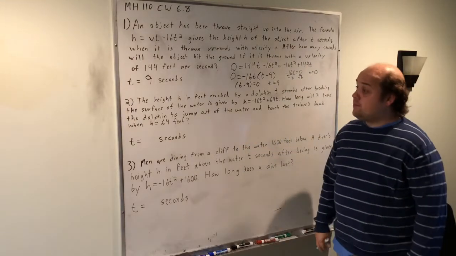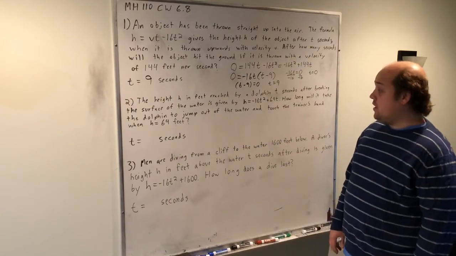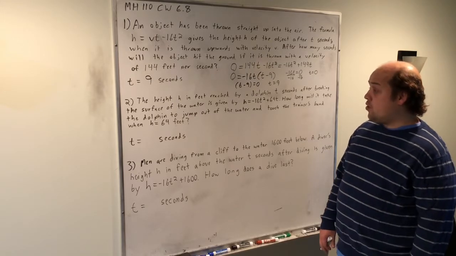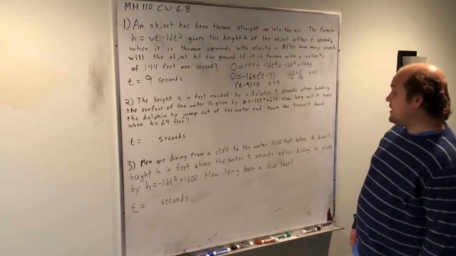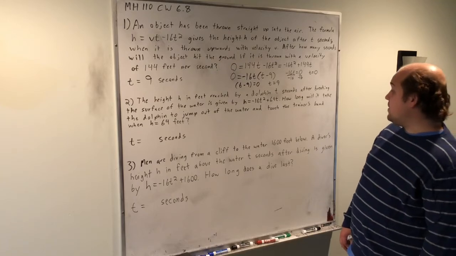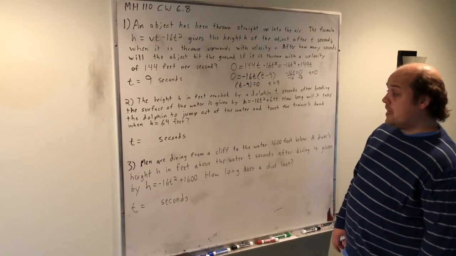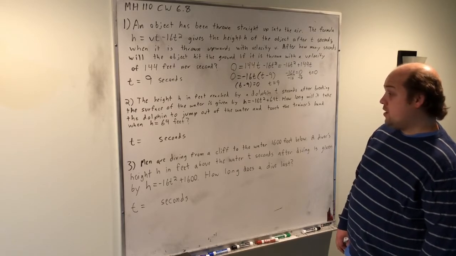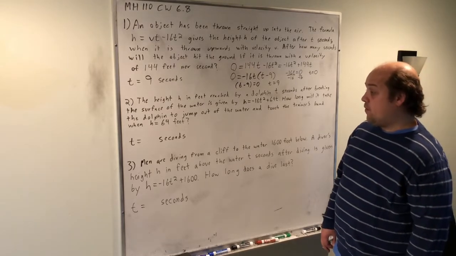In problem 2, we're told the height h in feet reached by a dolphin t seconds after breaking the surface of the water is given by h equals negative 16t squared plus 64t. How long will it take the dolphin to jump out of the water and touch the trainer's hand when h equals 64 feet?